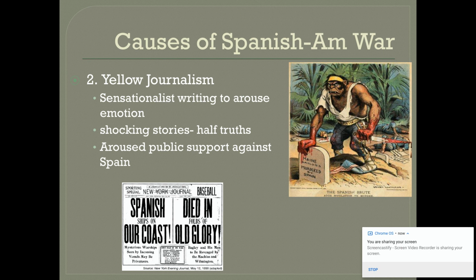Here's a couple of pictures. You can see how they portrayed Spain in that political cartoon, the Spanish Brute. And then also, you can see the newspaper down at the bottom from the New York Journal. Again, Spanish ships on our coast. Who knows if that was really true? How men died in vain or died for the flag, which is Old Glory, which you see pictured there as well.